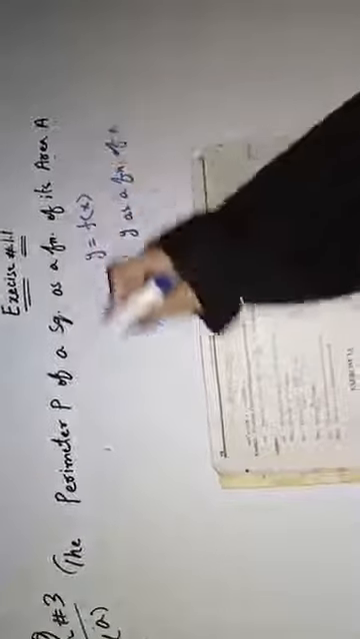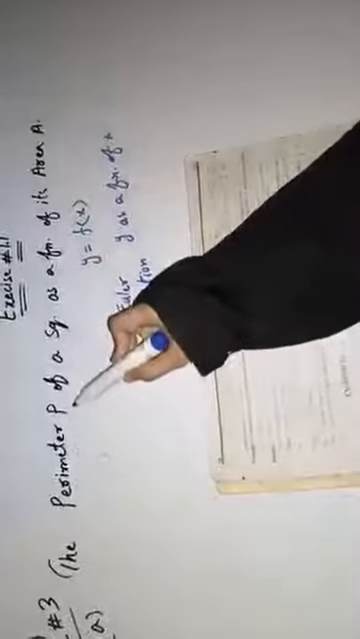Now we are going to start question number 3, part A. Express the following. In the first part, the perimeter p of a square as a function of its area A. The requirement is to express the given statement.